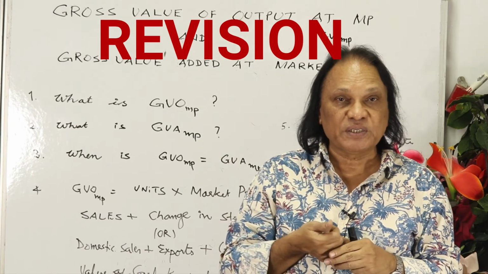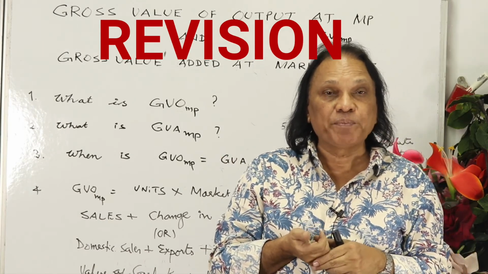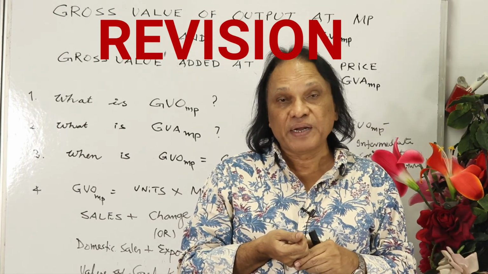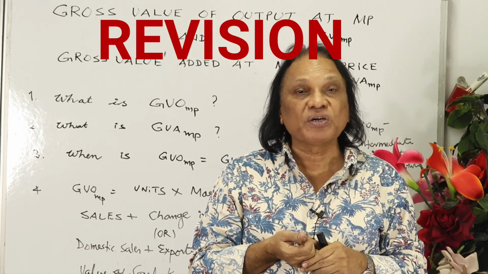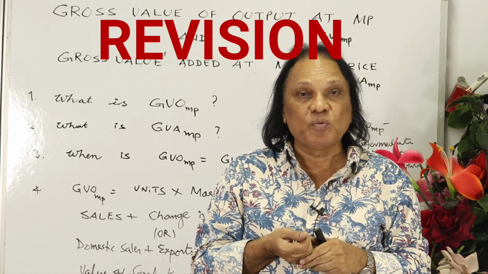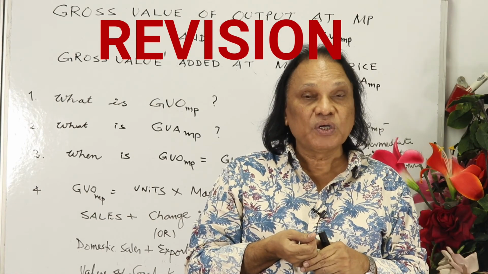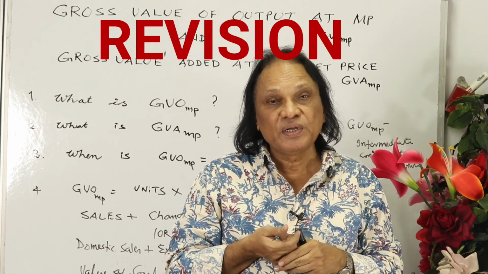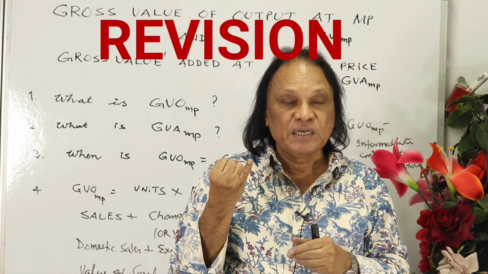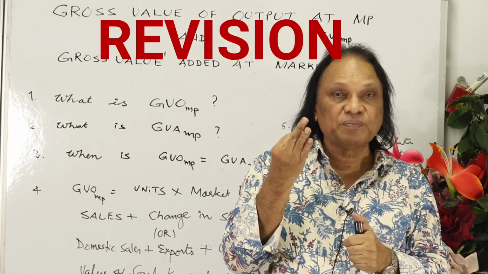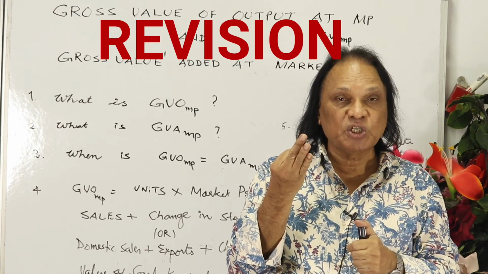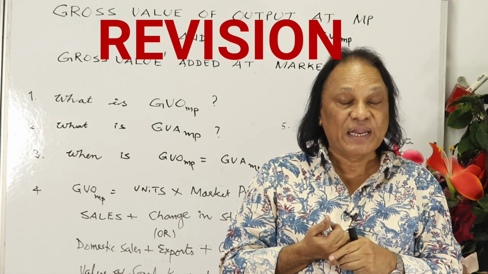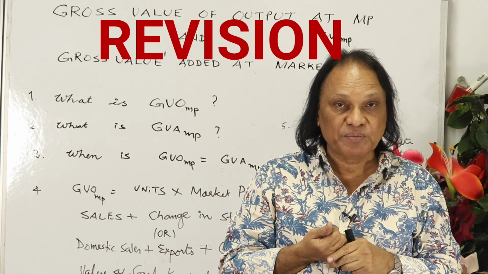So the formula, I repeat once again: GVO at MP, gross value of output at market price, is equal to sales plus change in stock. Change in stock is equal to closing stock minus opening stock, or units into market price. Or the ultimate formula: the sales can be domestic sales plus exports, plus change in stock, or we can call it change in inventories, closing stock minus opening stock, plus value of goods kept for self-consumption.